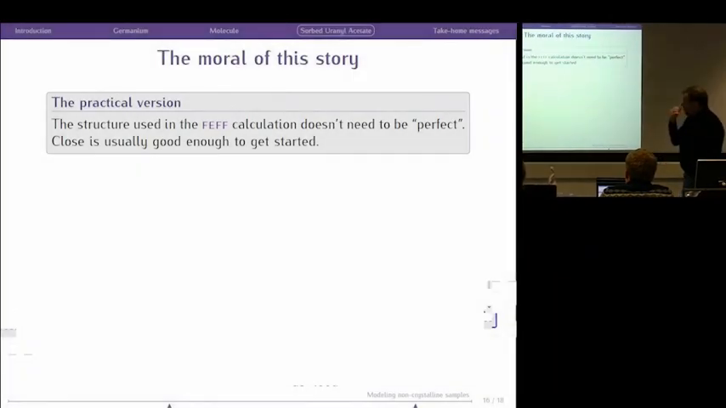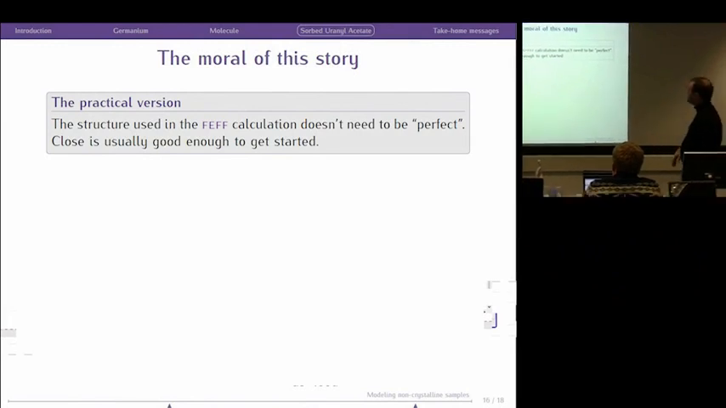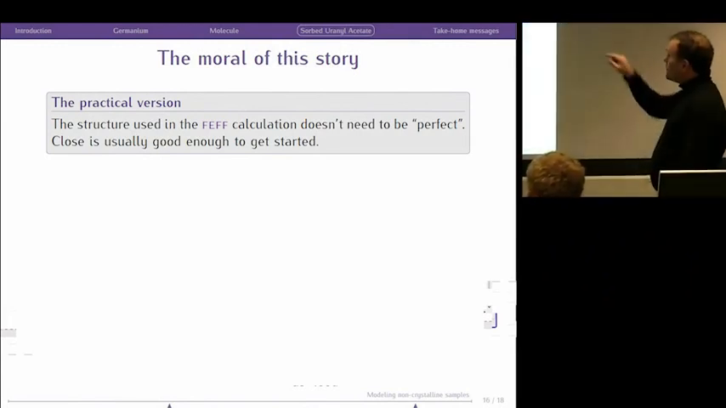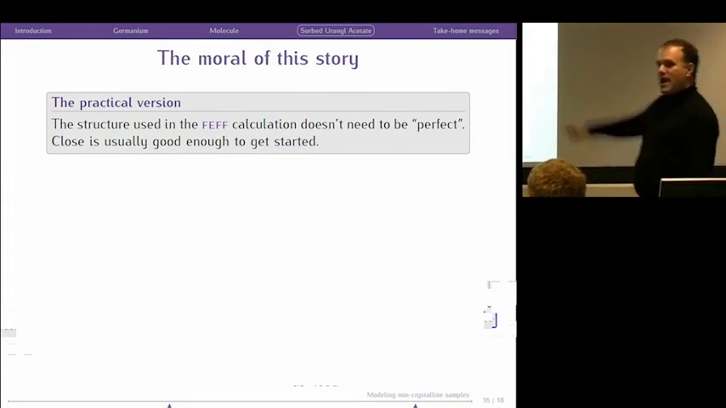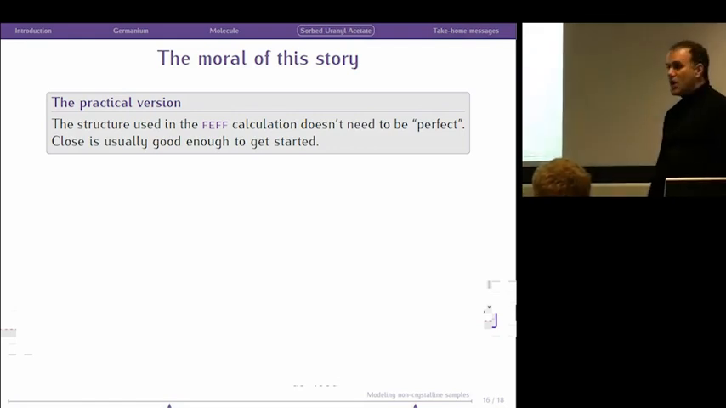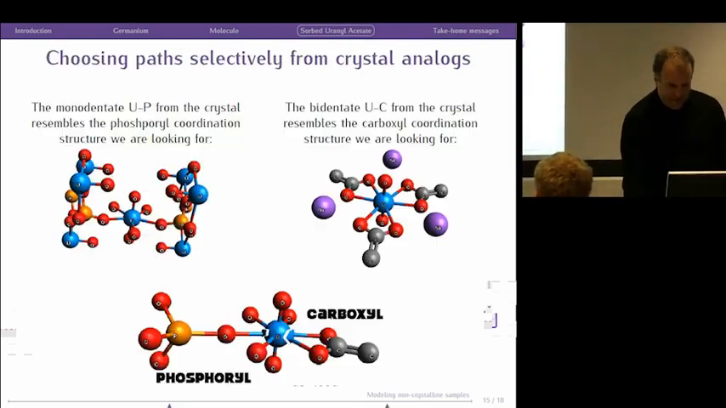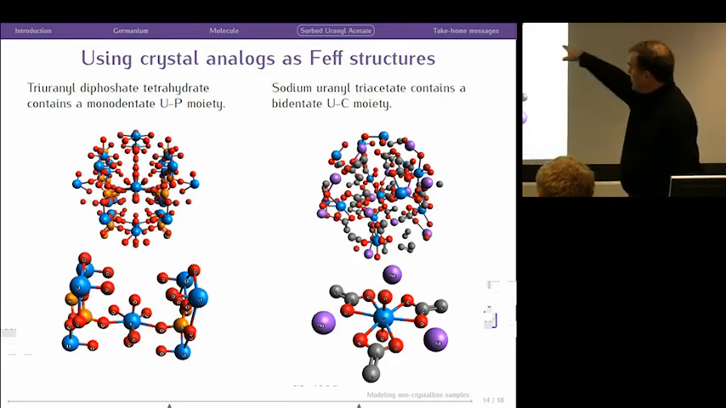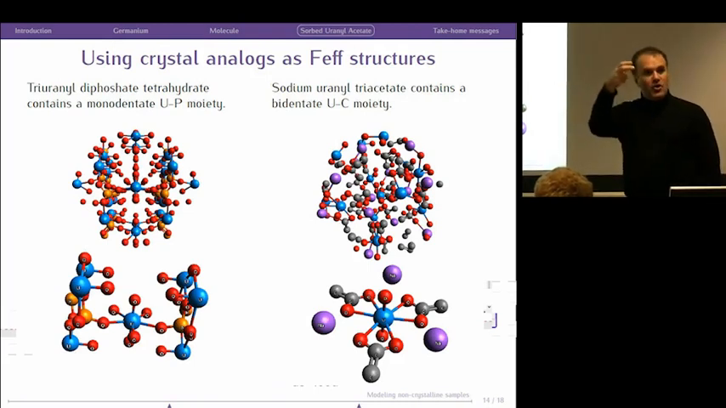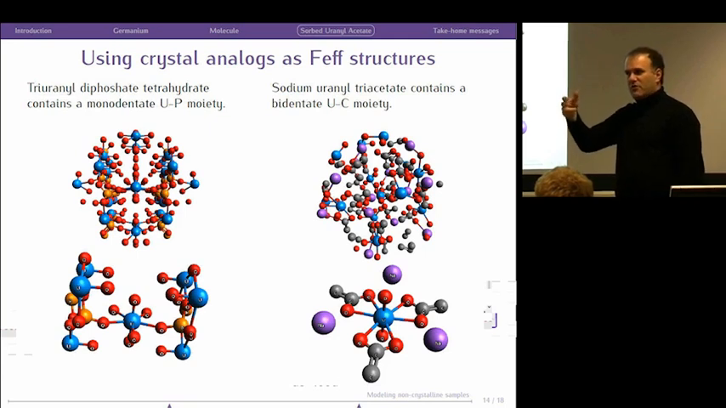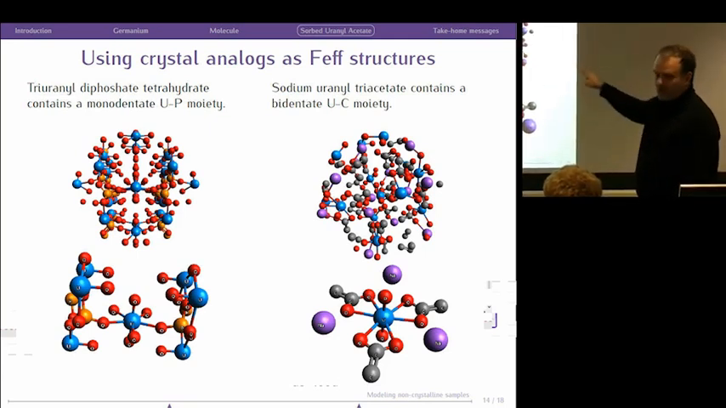So what's the moral of my whole story here? The structure in Feff doesn't need to be perfect. Close is usually good enough to get started. And the example I just showed is a really great example of that. She clearly did not have a sample containing either of those crystals, right? Those two things were not in her flask of B subtilis in thermodynamic equilibrium with uranyl acetate. She did not have those crystals. That doesn't happen. But what she did is she found something that was close enough.